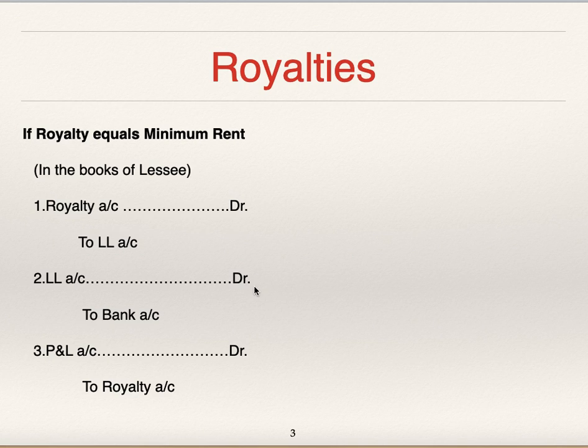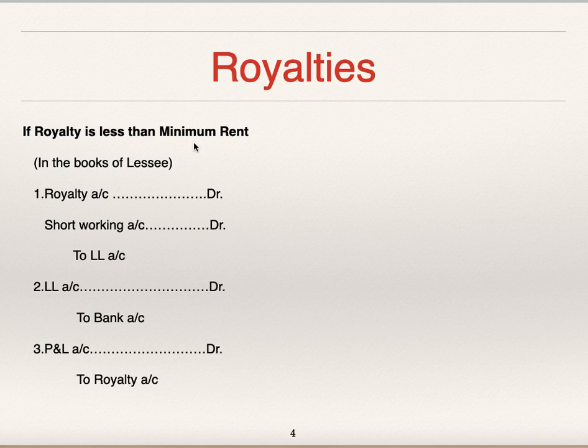But if you want to pass journal entries in the books of landlord, exactly opposite entries you are supposed to pass. Royalty becomes royalty receivable, and instead of landlord you would have lessee because you are passing entries in the books of landlord. So first entry would be lessee account debit to royalty receivable. Second entry would be bank account debit to lessee, and last entry would be royalty receivable account debit to profit and loss account.